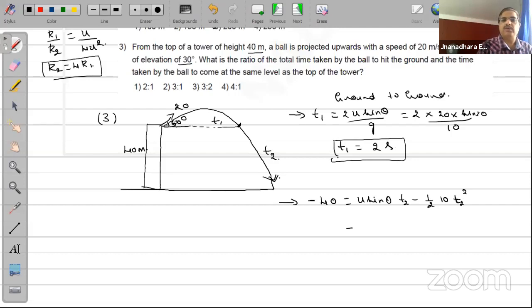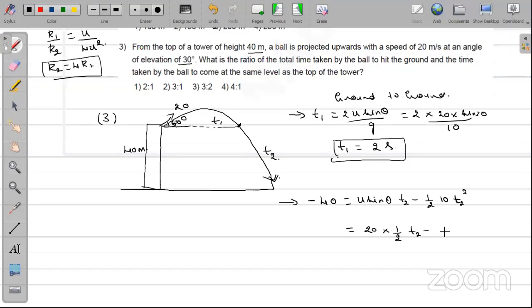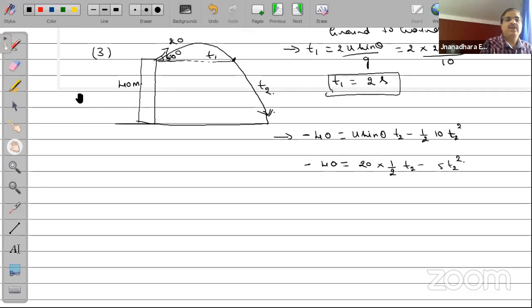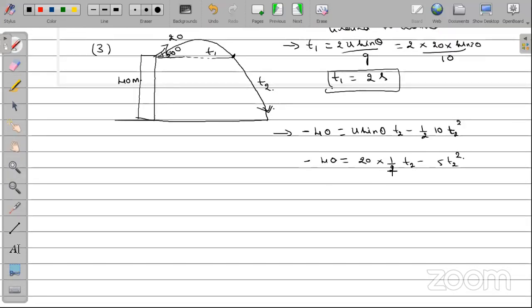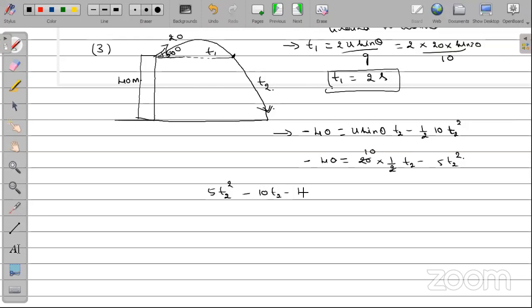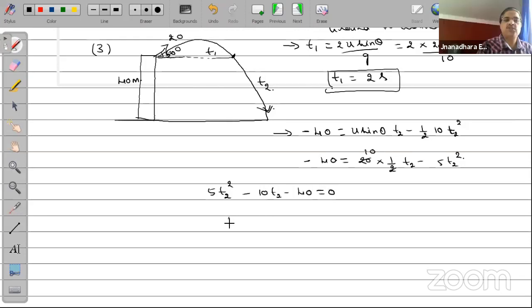I think you will all be able to appreciate this. This will be 20 into sine 30, which is half, into T2, minus 5 T2 square, equal to minus 40. Now solve this quickly. So this will be 10. I'm now going to write this as 5 T2 square minus 10 T2 minus 40 equal to 0.